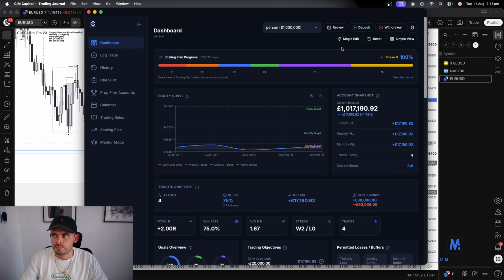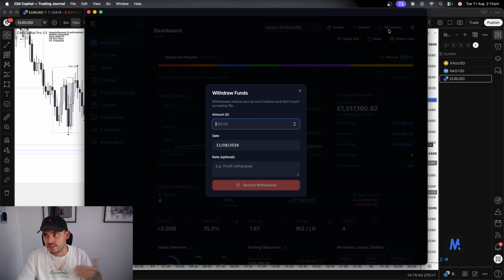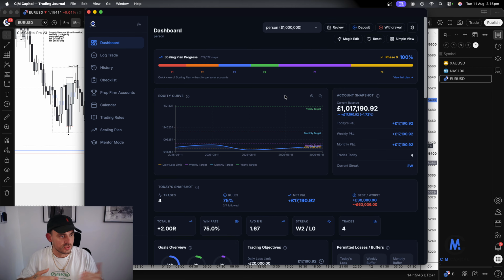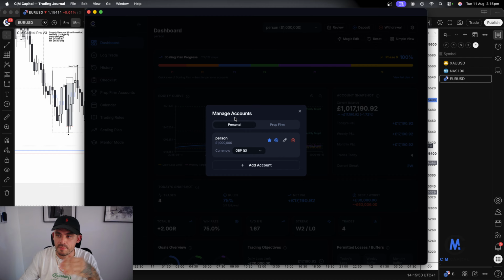So on the personal account, obviously there is a deposit button and a withdraw button, because some people like to do monthly deposits or weekly deposits into their personal account. And if you withdraw anything, you need to make sure that you record it, so your account stays all in line with what you're doing. So that's obviously important. You can obviously come in here at that cog button, the settings button at the top.